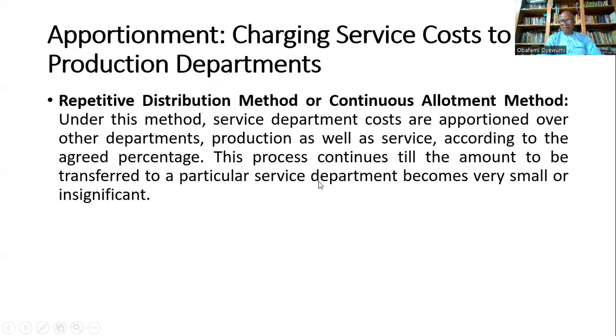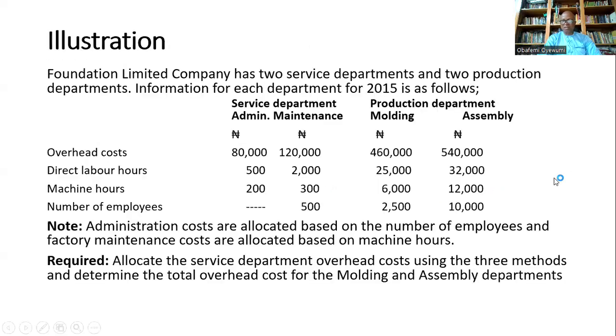So this is repetitive. It's saying that every time you share, you keep going back again to share. When you apportion, you go back in, because once you move from one service center, the cost that has been incurred there will also be spread to other service centers. So it doesn't matter whether you've already apportioned for a particular service center in the previous distribution, you still have another one to be distributed again. So that's the continuous allotment method. Let's look at this example.